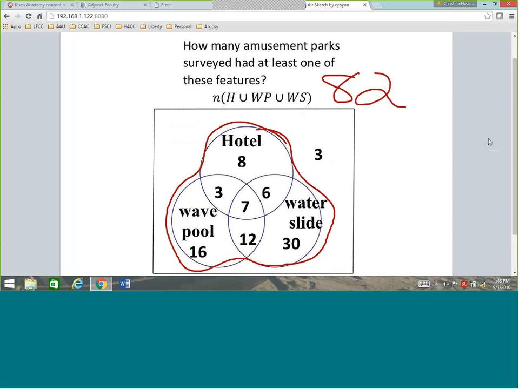because if it's at least one of these features, that means it's in at least one of these circles. So if you take all those numbers and add them up, you get 82. Or you could look at the entire universal set of 85 and take away that 3, and you end up with 82. And in the cardinality notation here, the little n in the front for number of, we're looking at number of resorts with hotel or wave pool or water slide. And remember, the or also means it could be more than one, like it could be one or the other or both. So it's all of those numbers in the diagram there.